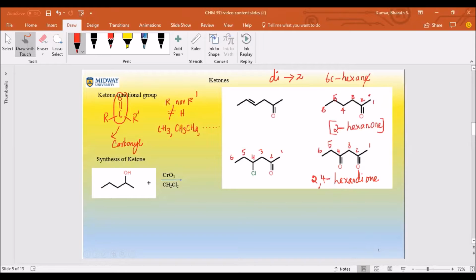Or we have a chloro here, right? So 4-chloro, that's the first name, okay? And then this is 2-hexanone, right? 4-chloro, this is exactly the same. You don't make any difference to it, so 2-hexanone. Okay, we just got rid of the E.